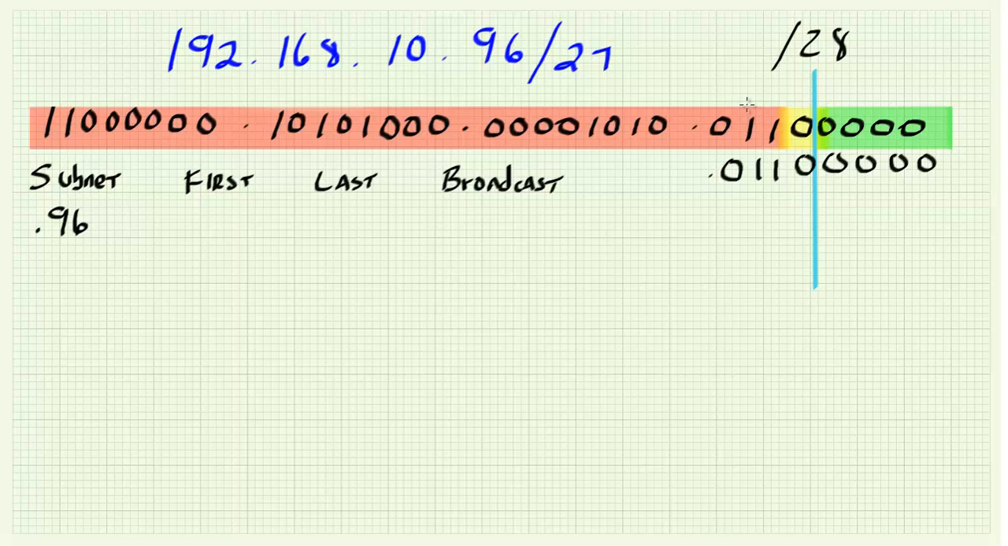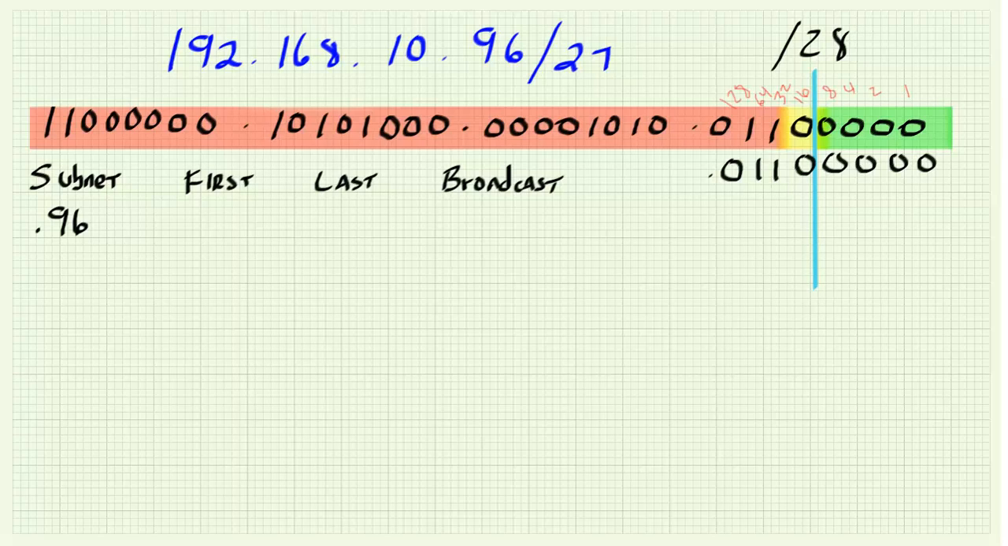I hope that we've done enough of these by now that you're comfortable with me writing just the value of the last octet. You're seeing that these first 3 octets have not changed since the beginning of our work here. So rather than write them down over and over again, I'm just going to write the .96. And you'll know that that is subnet 192.168.10.96/28.